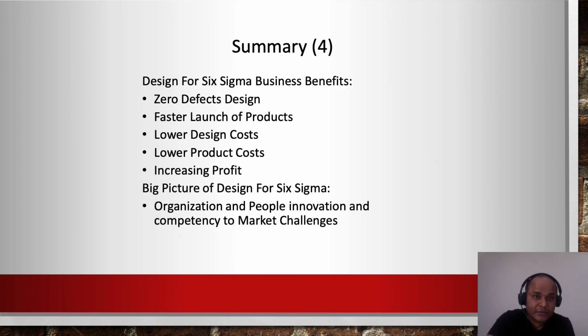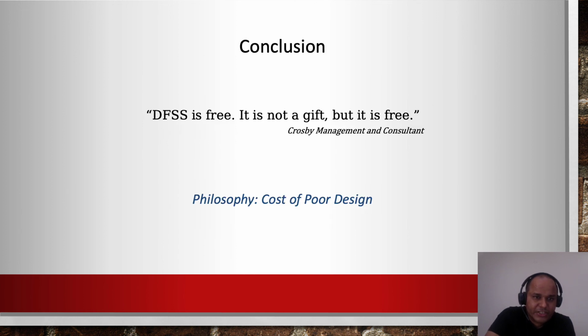Summary number 4, design for Six Sigma business benefits: zero defect design, faster launch of product, lower design cost, lower product cost, increasing profit, big picture of design for Six Sigma organization, and people, innovation and competency of the marketplace. Conclusion: DFSS is free, it is not a gift, but it is free. It is set by CEO, management and consultant. Philosophy is the cost of poor design.